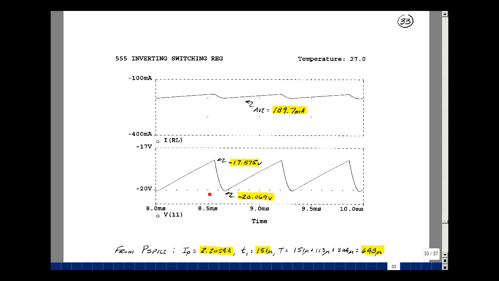And then here's the output voltage, just zooming in on this part with the ripple in steady state. And it's going from minus 17.875 to minus 20.69. Let's predict the shape of this with our previous page.